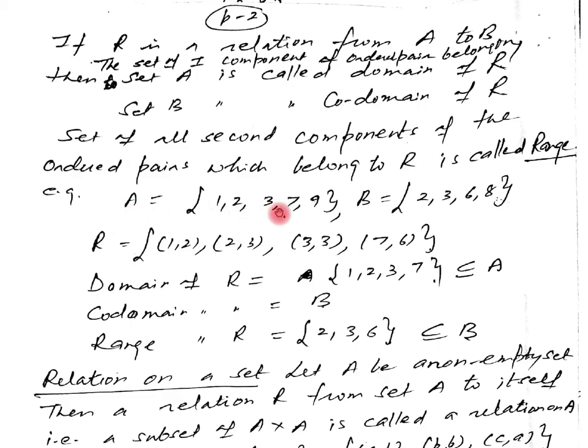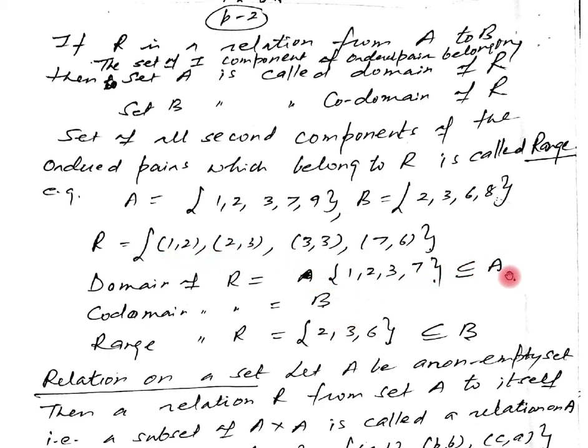Let A be a set having these elements, B is the set having these elements. Then I write down R having these ordered pairs. R is a subset of A cross B. So in R I have taken only these ordered pairs. Now the domain of R is the set of the first components of the ordered pairs. So it is 1, 2, 3, 7.